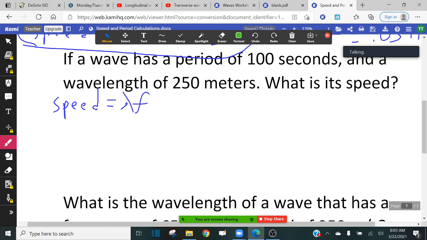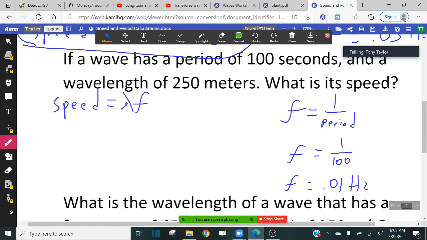So remember, guys, if we know the period, we can easily find the frequency because frequency is just 1 divided by the period. So if my period is 100 seconds, then 1 divided by 100 is equal to 0.01 hertz. So my frequency is 0.01 hertz.